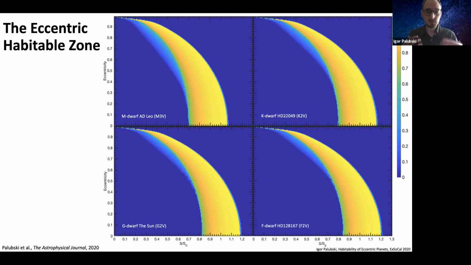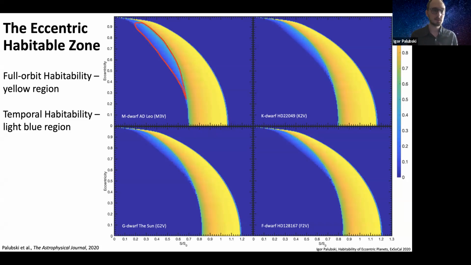We've done the simulations for planets orbiting four different spectral types, ranging from the cooler M dwarf host stars to the F dwarfs. First, let me point out what we see in the center of the plot. We have these two regions of habitability. In bright yellow, we have the region of full orbit habitability, which are the planets that retain habitability throughout the year, throughout the orbital period. Next, we have this light blue region, which corresponds to temporarily habitable planets. These are the planets that experience this extreme scenario of global winter near the apoastron of the orbit.